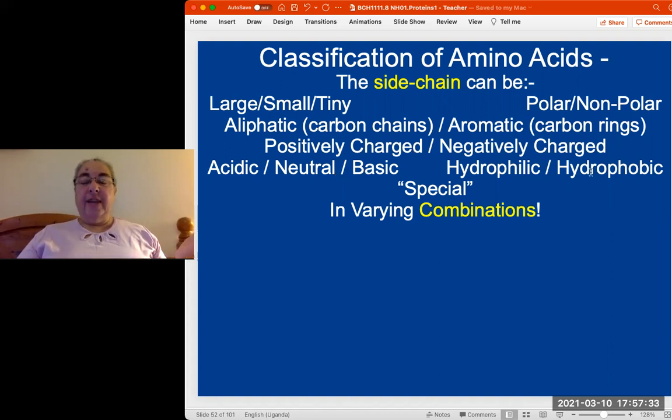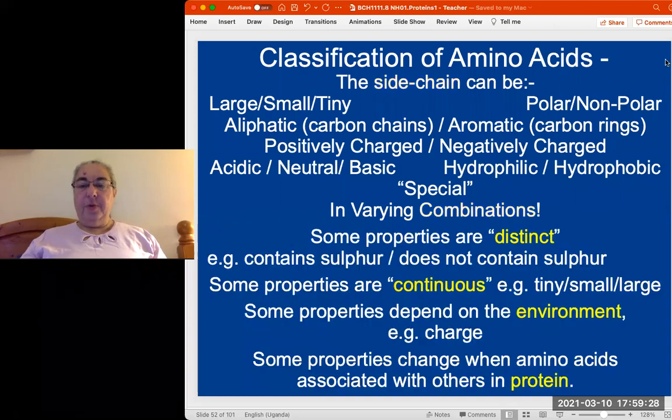It can be hydrophilic or hydrophobic, or it might have something special about it in a number of different combinations. So to make things even more complicated, some of these properties can be thought of as distinct. So an amino acid either contains sulfur or does not contain sulfur. There are only 2 groups possible there. But other properties are continuous. So tiny, small, large. It's a continuous spectrum.